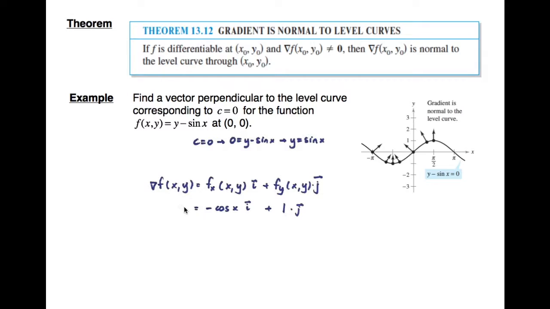When we do that, we can calculate the gradient using partial derivatives. So del f equals negative cosine x times i plus 1 times j. And using the theorem above, we know that this vector, negative cosine x, 1, is going to be perpendicular to the level curve that we have. At (0, 0) in particular, it means that the vector negative i plus j is perpendicular to y equals sin x.